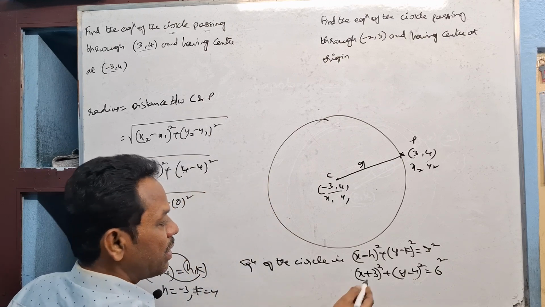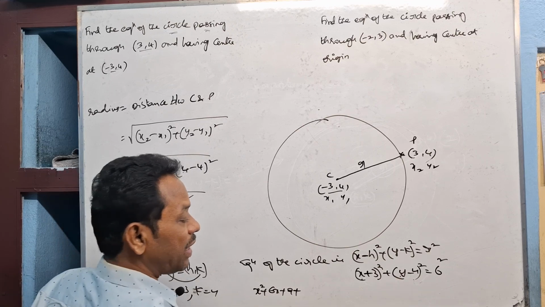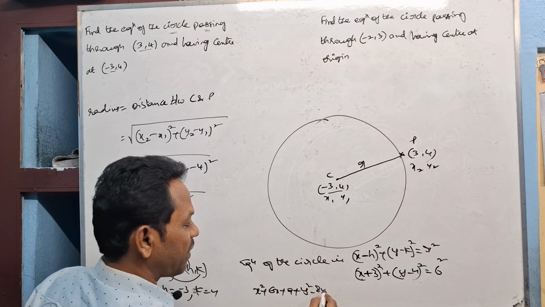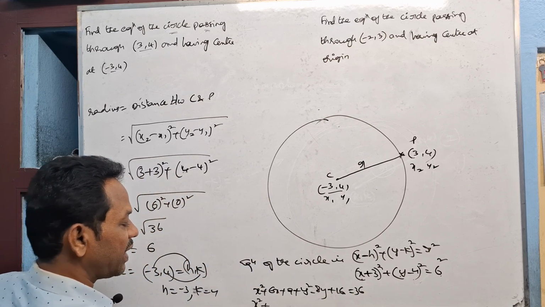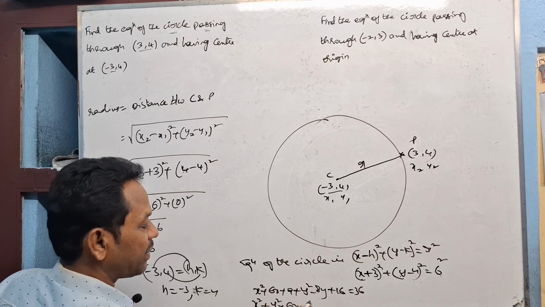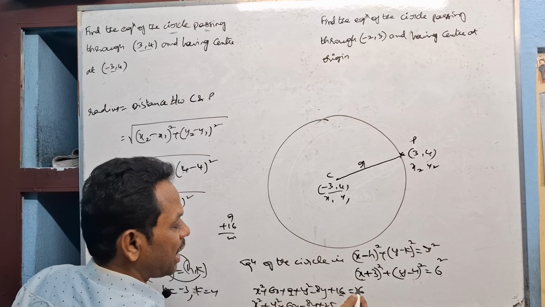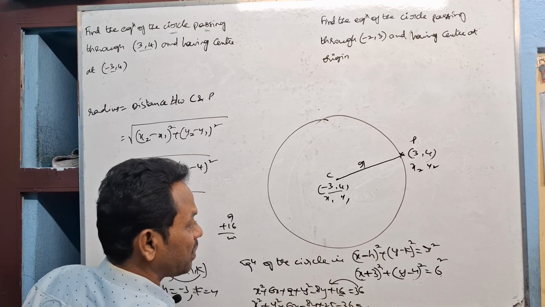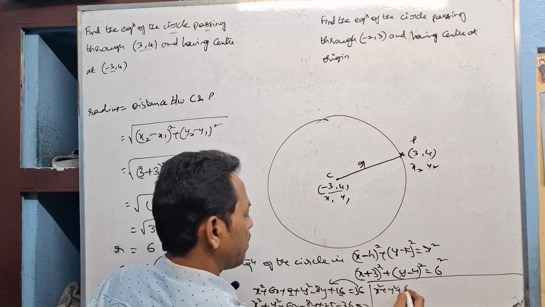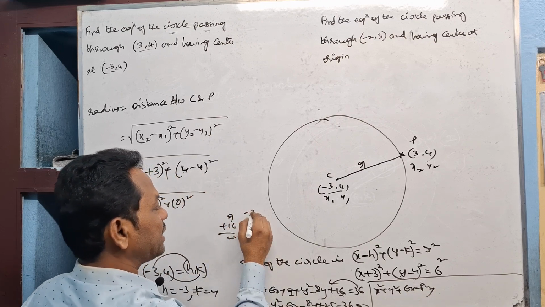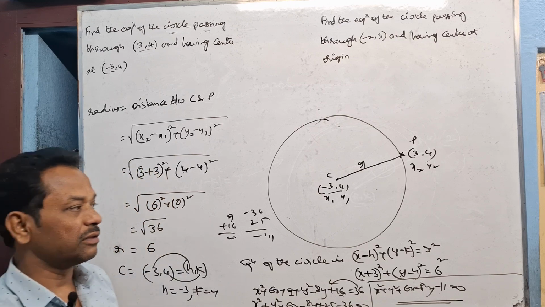Let me simplify. Using a plus b whole square, a square plus 2ab is 6x, plus b square is 9. Using a minus b whole square, a square minus 2ab is 8y, plus 16, equal to 36. Simplifying, we get x square plus y square plus 6x minus 8y. These two are constants: 9 plus 16 is 25, and the 36 is shifted to this side, so we get minus 36 equals 0. Minus 36 plus 25 is minus 11. So our equation of the circle is x square plus y square plus 6x minus 8y minus 11 equal to 0. This is the equation of the required circle.